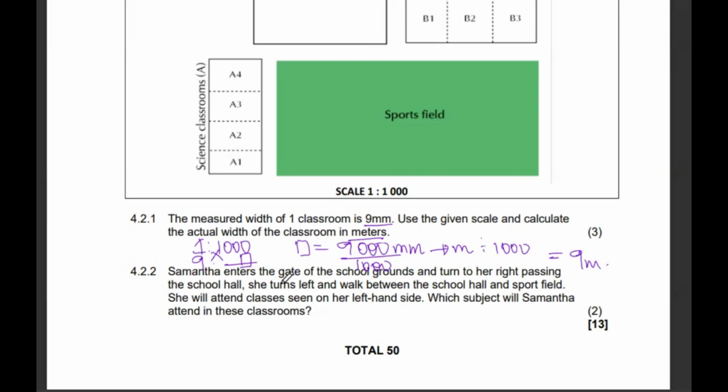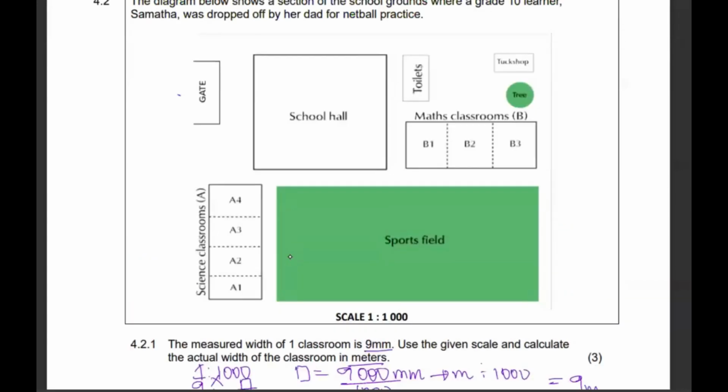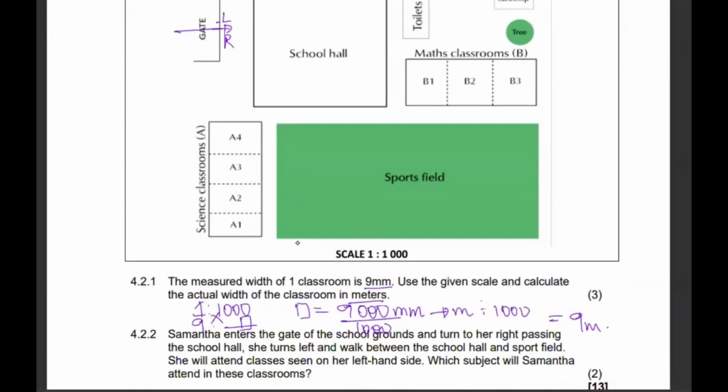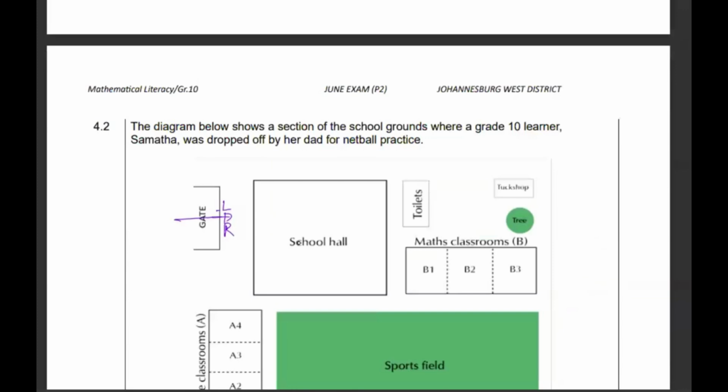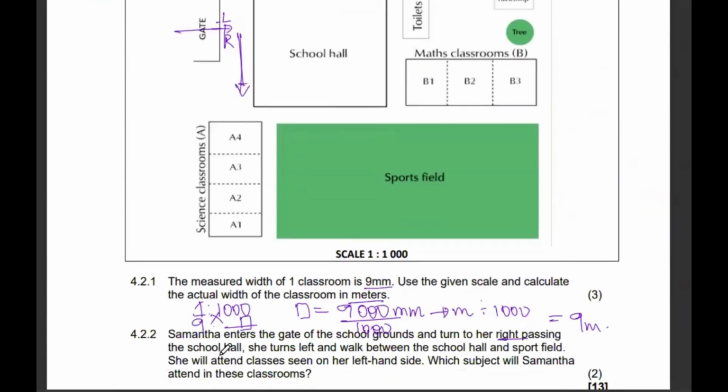9 meters. Samantha enters the gate of the school grounds and turns to her right. Now, this is the gate. When she enters the school, she enters like this. Remember, when you face the side, that's the left, and this is the right. So she turns right and takes this direction. She turns right, passing the school hall, and then she turns left and walks between the school hall and the sports field. She's in between them, between the school and sports fields.